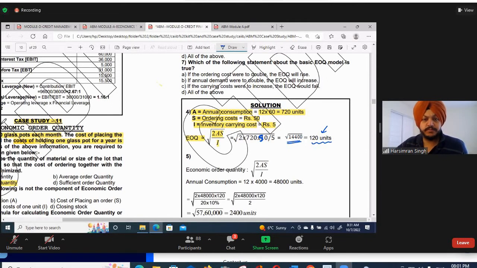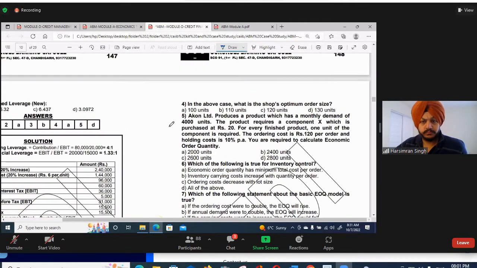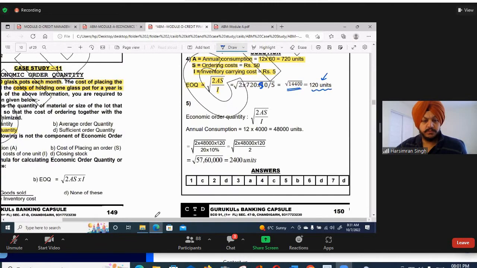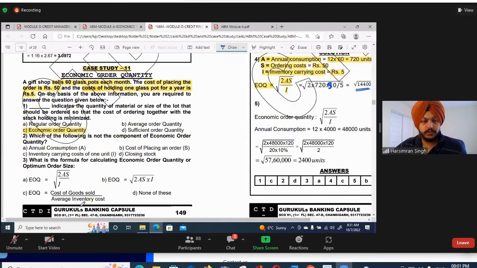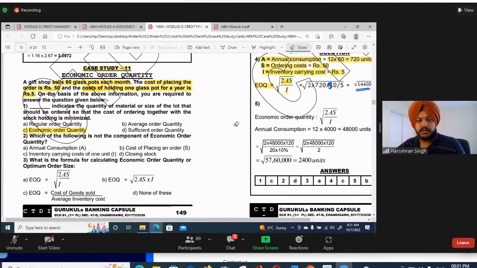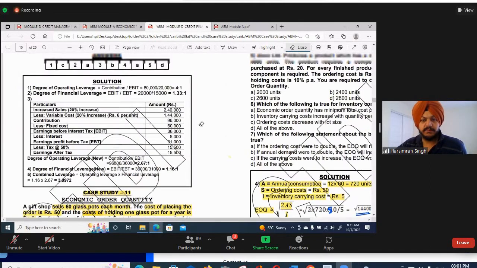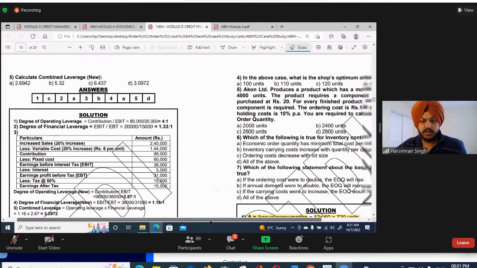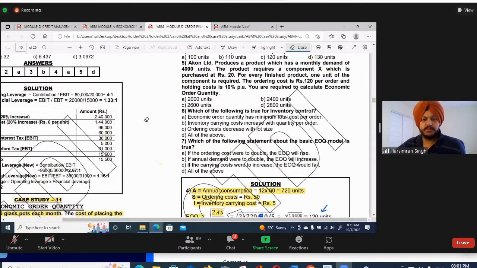Now, next question. Question number. What is the formula? Formula we have done. Question number 3. Question number 4 we have done. Answer is 120 units. Come to question number 5.